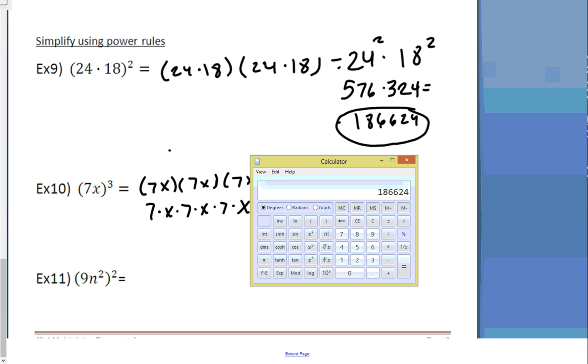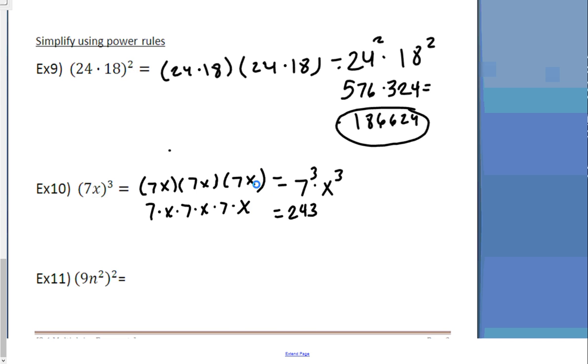Check that on the calculator real quick just to make sure. 7 times 7 times 7 is, yeah, 343. Oh, I said 243, didn't I? Well, it's actually 343. So let's fix that real quick. Anybody on the math team, excuse me there. 343 times x to the third, which is, I can't multiply numbers and letters, I just got to leave them. So my answer is 343x to the third.